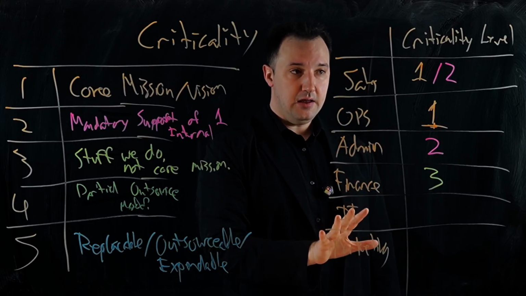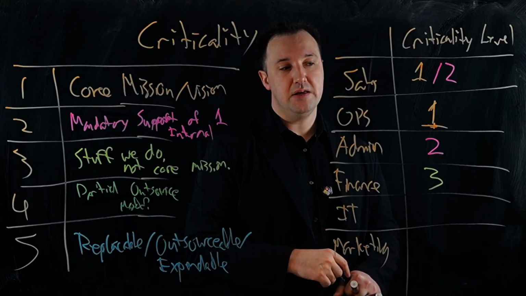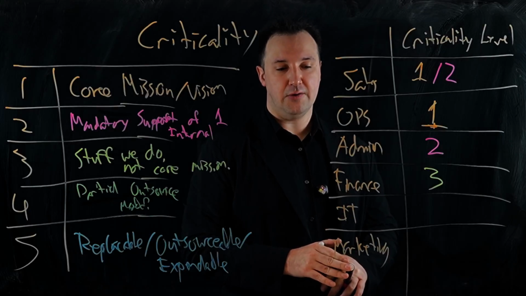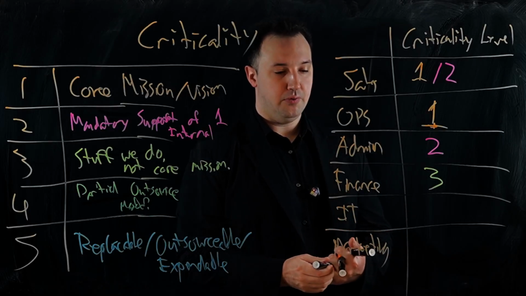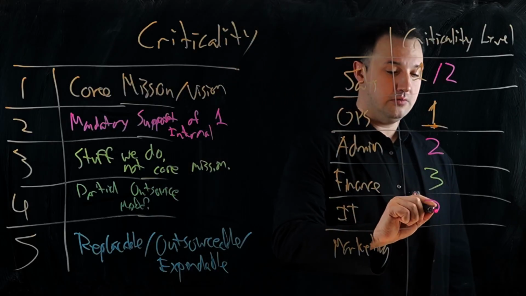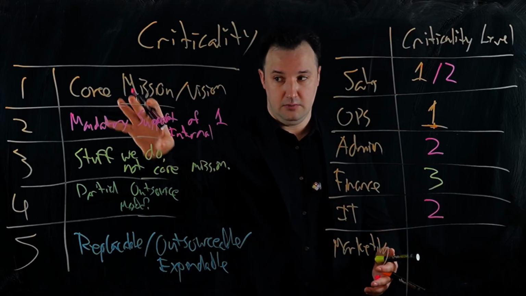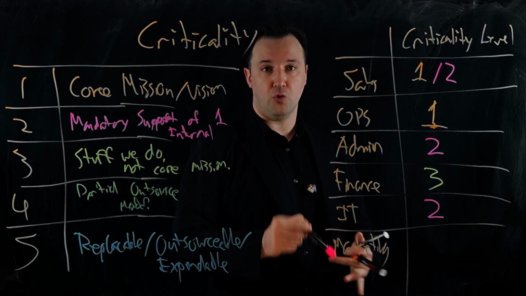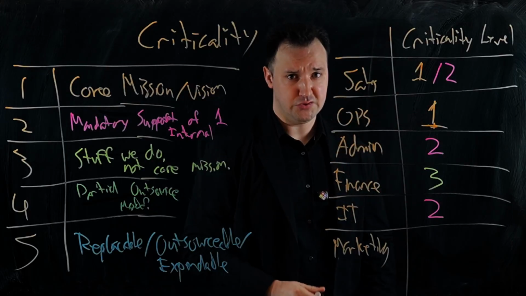I'm going to say, for the sake of argument, because this may be a fairly risk-averse business that really wants to take care of its intellectual property, that I'm going to put the IT at a 2. But this could be a lower criticality depending on how you look at it. It's not a 1 though, because their core business isn't running the IT department. Their core business is making money and producing stuff.